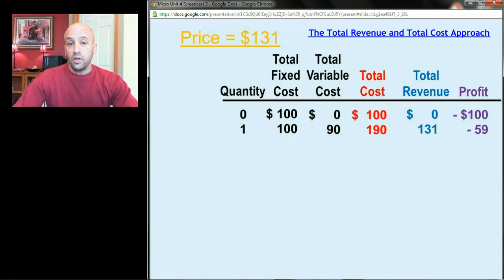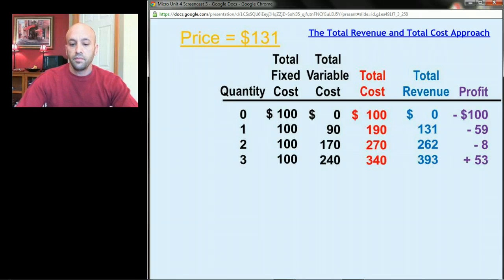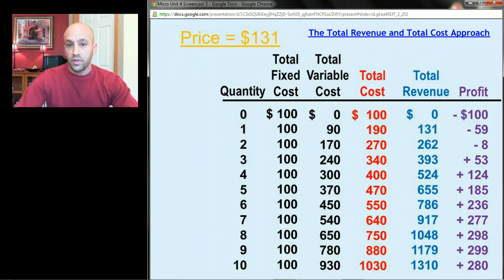If it sold 1 unit, its total fixed costs don't change. It'll incur some variable costs now. You can see what the total cost and total revenue numbers would look like, and you can see what the profit would look like. 2 units, 3 units, all the way through 10 units. You might want to pause the video just to make sure you understand what each of these columns are doing and how we're getting these profit numbers in the final column.